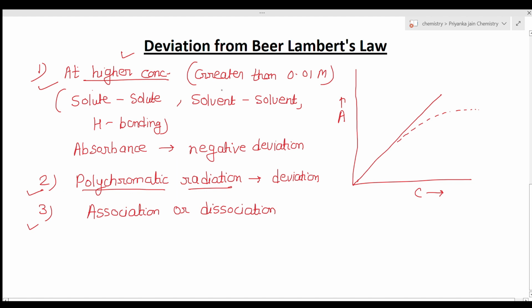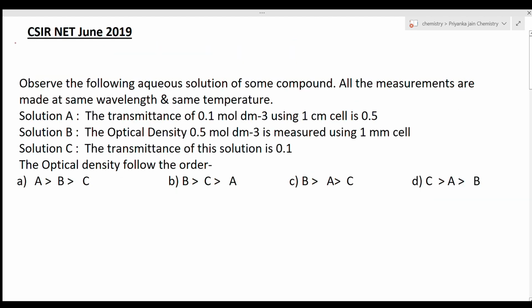Which type of questions are asked here? See here one question from CSIR June 2019. What is the question? Observe the following aqueous solutions of some compound. All the measurements are made at the same wavelength and same temperature. The same compound we have taken here, so the molar extinction coefficient will remain the same. It means our epsilon value will be the same.